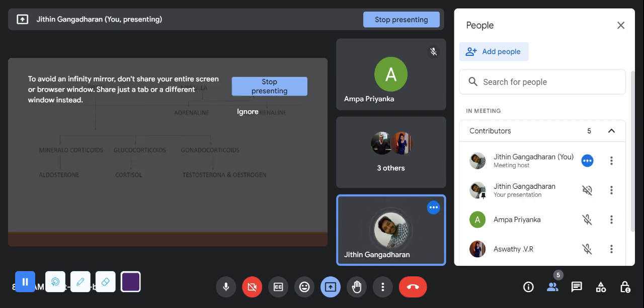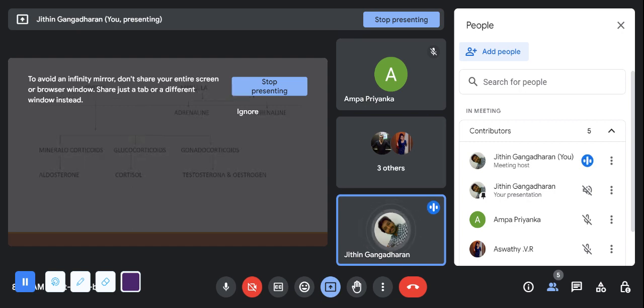See the cortex as well as the medulla. The medulla produces adrenaline as well as noradrenaline, which are the catecholamines. Now coming to the outer cortex, we have three layers, right? We have glomerulosa, fasciculata, and reticularis.